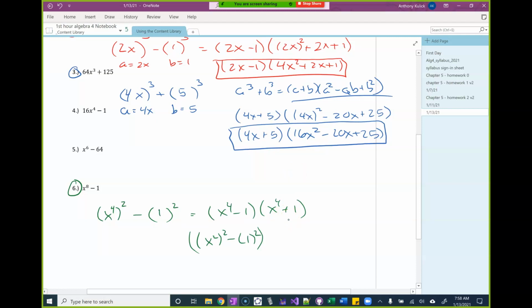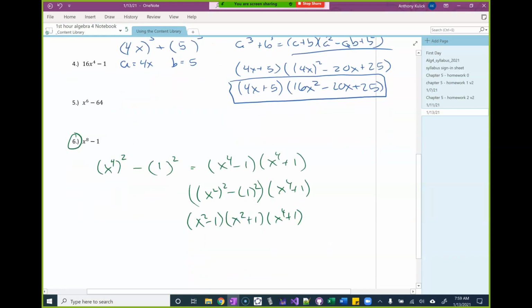Be careful, because it's positive. No, because it's a plus, right? Since it's not a subtraction problem, it can't be a difference of 2 squares. So we can't do anything more to that. So when I factor the x to the 4th minus 1, I get x squared minus 1, x squared plus 1, and x to the 4th plus 1 still there at the end.